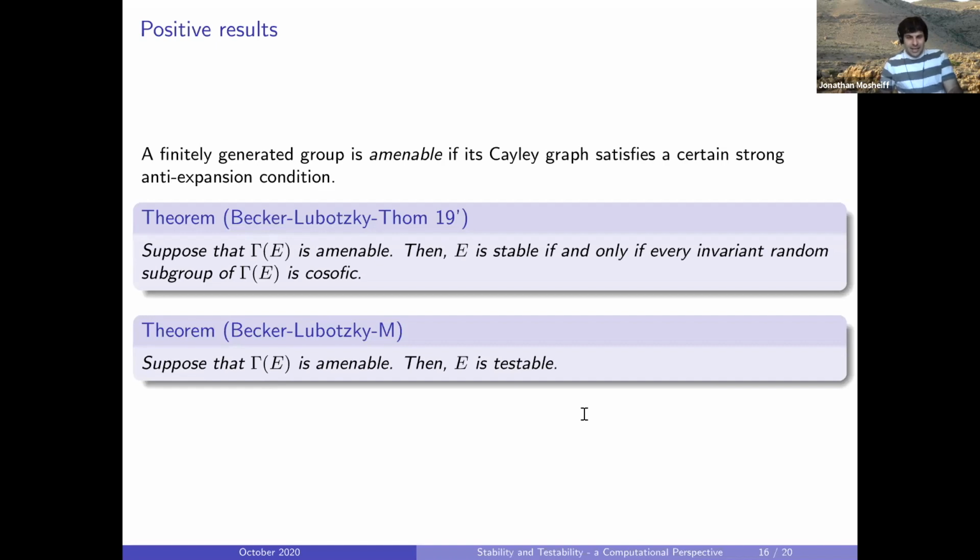So that means that if I have a set of equations whose associated group is amenable, but doesn't satisfy this Becker-Lubotzky-Thom condition, then I've got a system of equations that is testable by the local statistics matcher algorithm, but is not stable. So it's not testable by sample and substitute, because that would mean that it's stable.